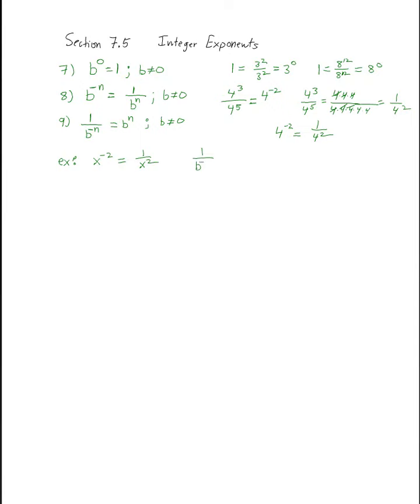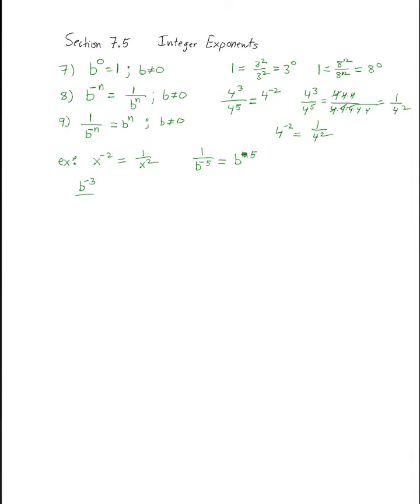1 over b to the negative 5. Here I have a negative exponent, but it's already on the bottom. If I have a negative exponent on the bottom, it comes up to the top. Oops, that would be b to the 5. So again, all negative exponents do is interchange top and bottom.